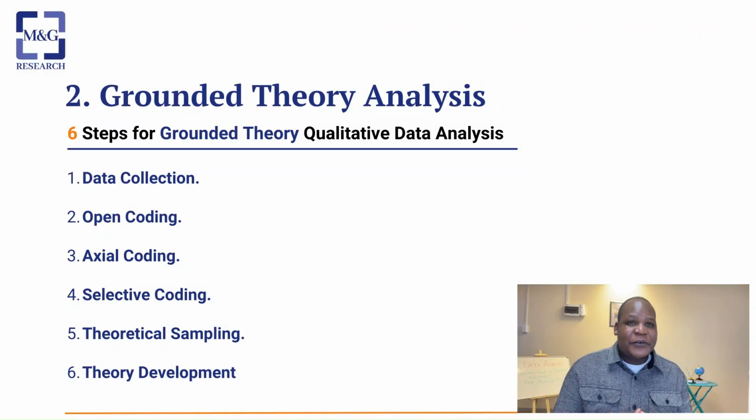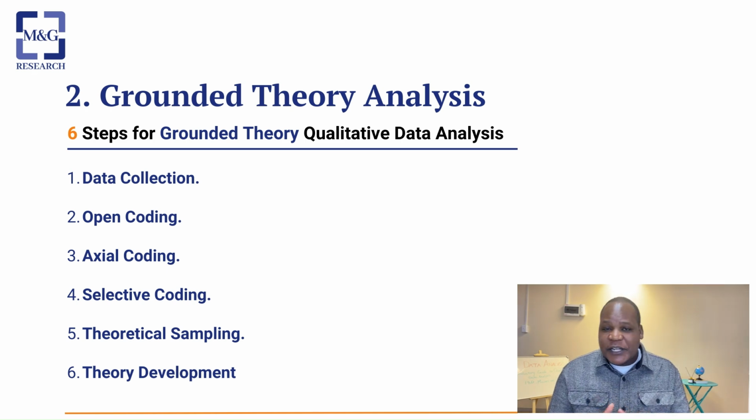The second qualitative data analysis we need to understand is grounded theory. Grounded theory is a systematic methodology that involves the construction of theories through methodological gathering and analysis of data. It is particularly useful for developing new theories grounded in the data that has been collected. So there are basically 6 steps as well, just like in thematic analysis.